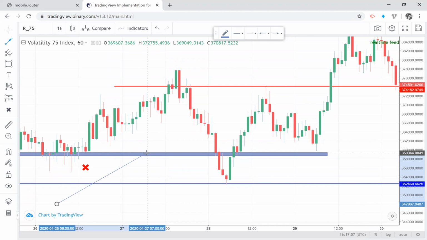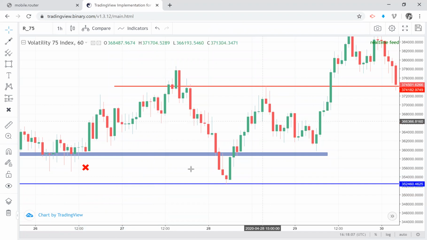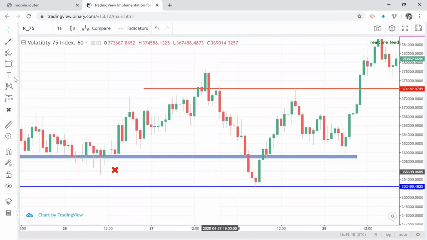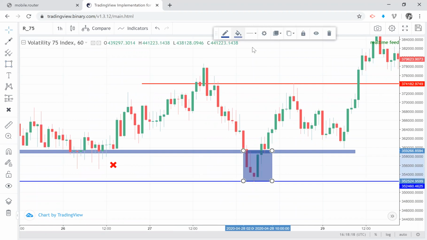You are not jumping in. Do you know where you're going to jump in? You are going to jump in at a break of structure. Now, let me show you the break of structure that I'm always talking about. Now, this is the move that took out everybody. This move right here. This is the institutional move that took out everybody.